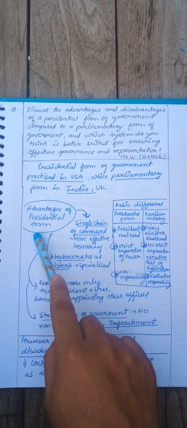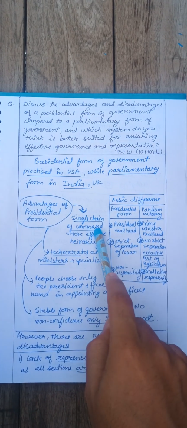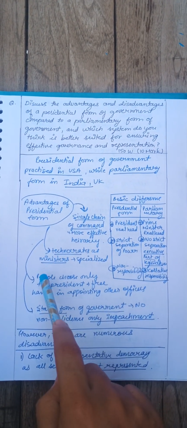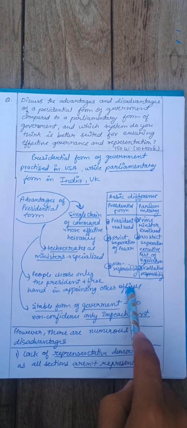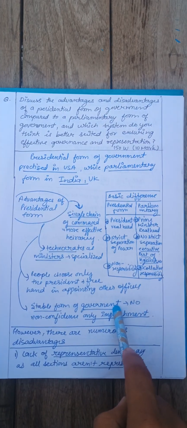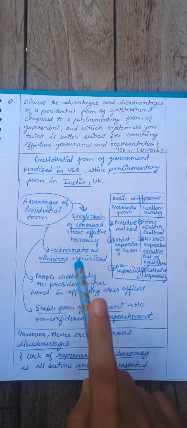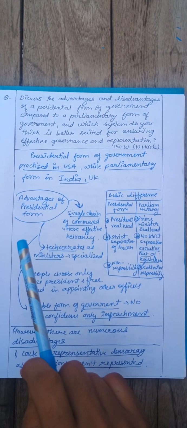Then we jump to the main body, advantages of presidential form, that is single chain of command, more effective hierarchy, technocrat ministers, people choose only the president, free hand in appointing other offices, stable form of government, no confidence motion, only impeachment. We have addressed one dimension, that is advantages, and four points in this. That is enough for a 10 marker question.